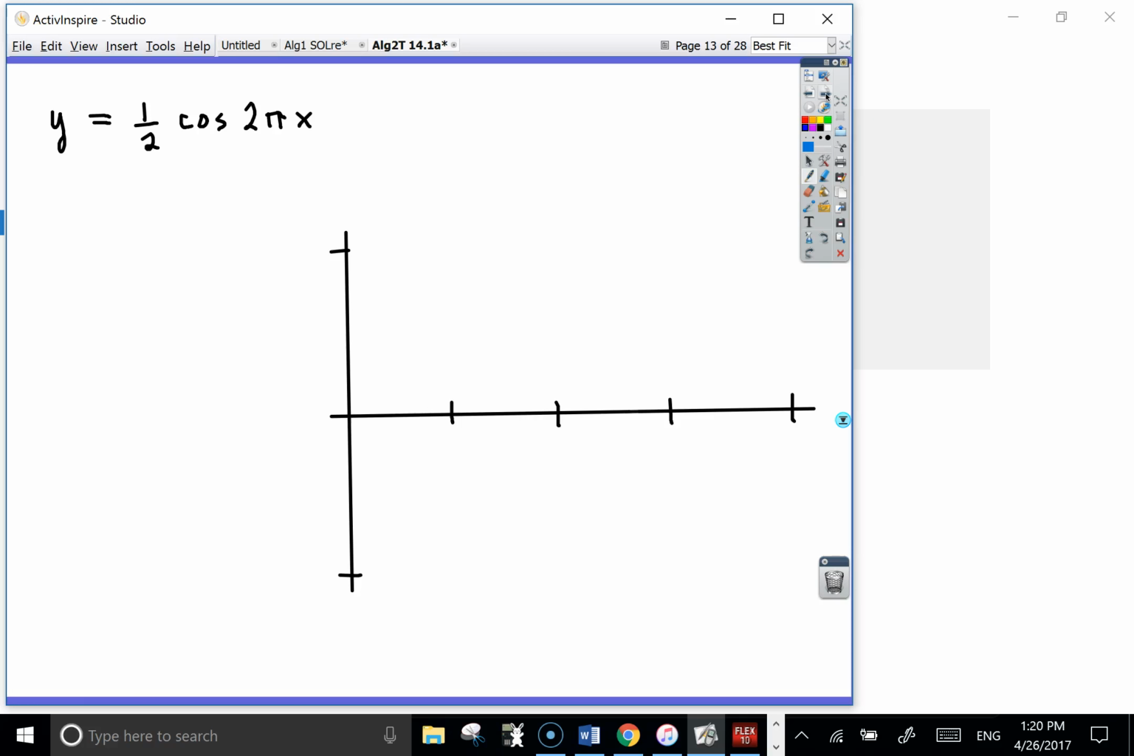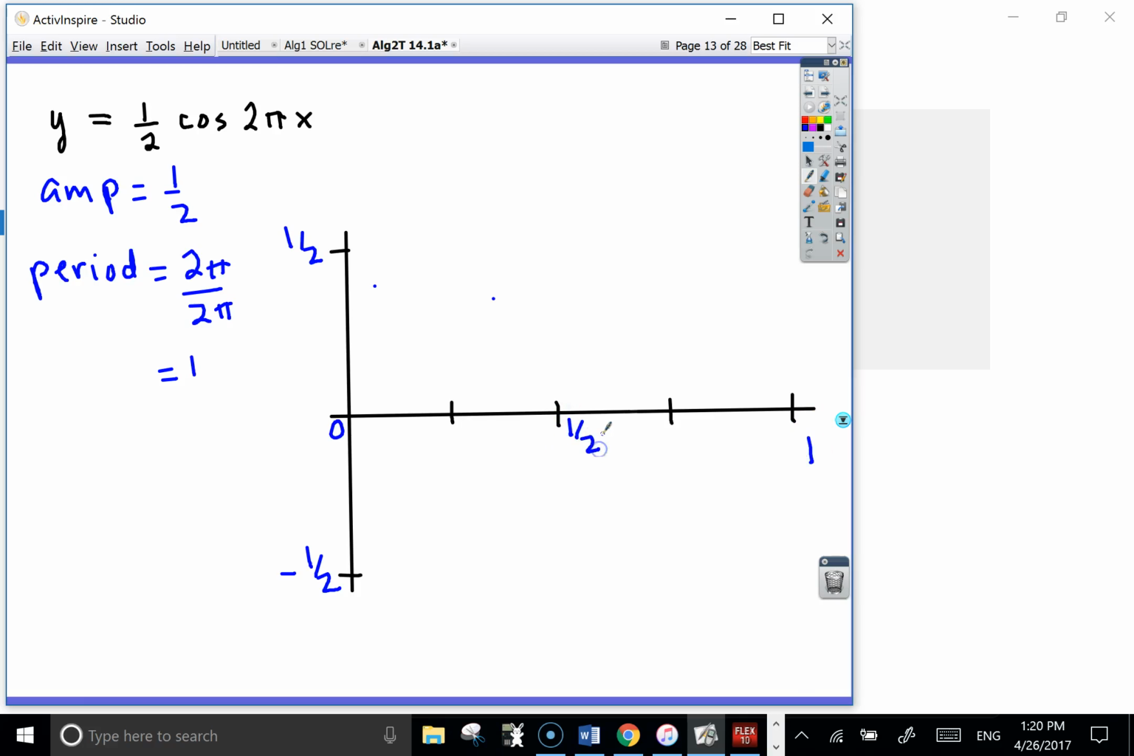So 1/2. Now we've got 2 different things going on. What is the amplitude of this one? Amplitude is 1/2. Okay, the period will be what? It's going to be 2 pi divided by 2 pi, which is 1. So we're going to label this -1/2 to +1/2, from 0 to 1.